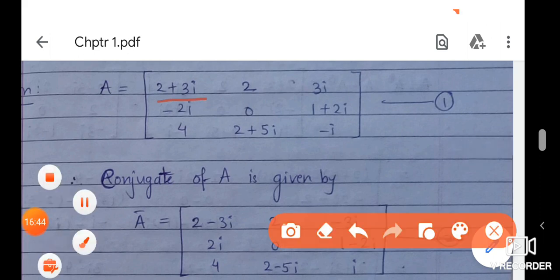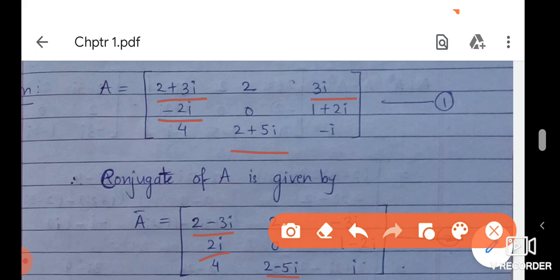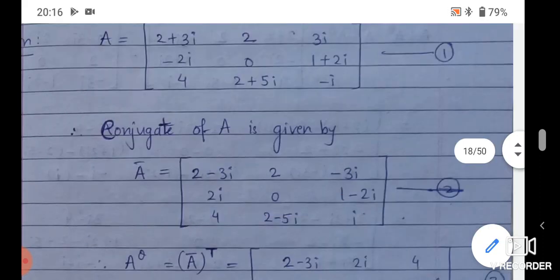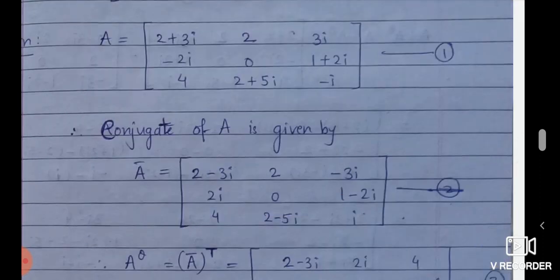Here it was plus 3i. Here it became minus 3i. Minus 2i becomes plus 2i. Plus 5i becomes minus 5i. In the same way, 3i will become minus 3i, plus 2i, minus 2i. So we are just changing the sign of i.